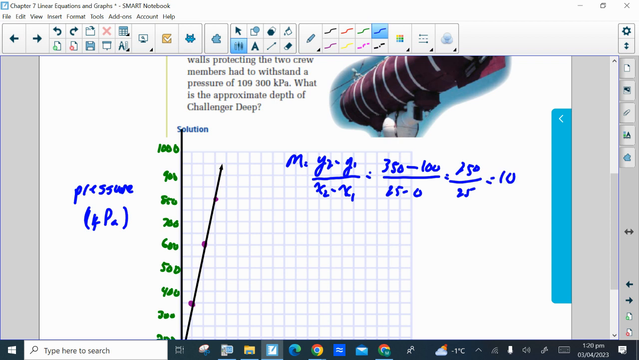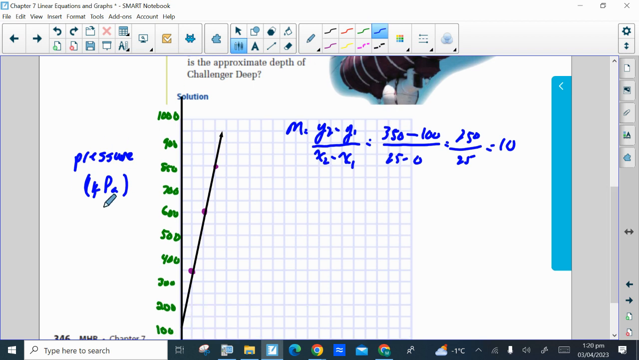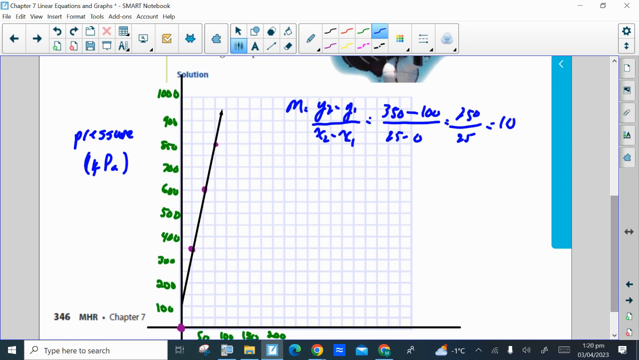And we saw this last week as well. The rise is the pressure in kilopascals. The run is the depth in meters. So it's 10 kilopascals per meter. That's what the slope represents here. For every meter deeper it goes, the pressure will increase by 10 kilopascals. That's what that means. So that's what the slope is. It's the increase in pressure per meter of depth.